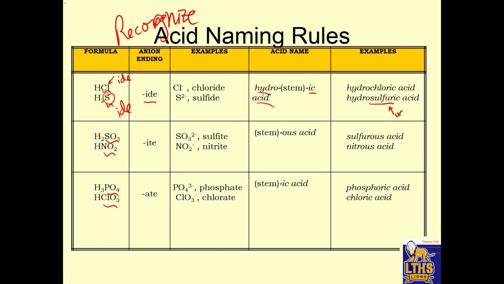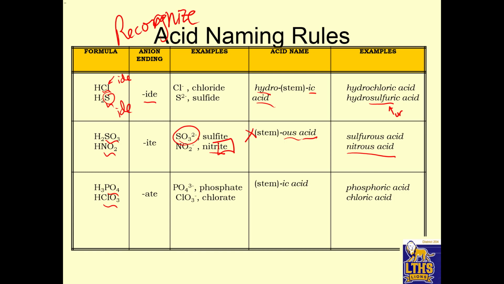Okay. Here we have H2SO3. And I look at SO3 and I say to myself, self, that's sulfite all day, sulfite. So I have to put ous acid, no prefix, no prefix. So SO3 is sulfite, so it's sulfurous acid. NO2 is nitrite, nitrous acid.